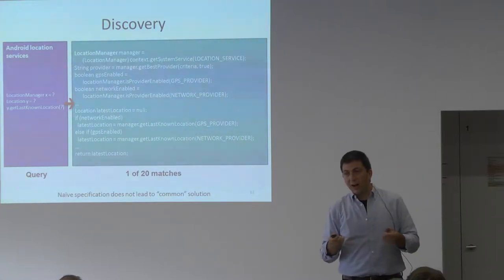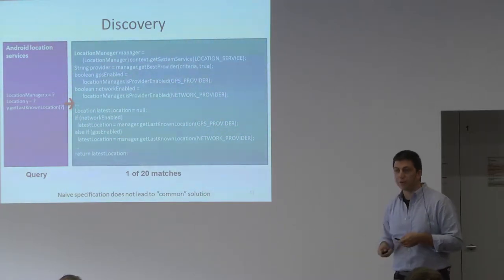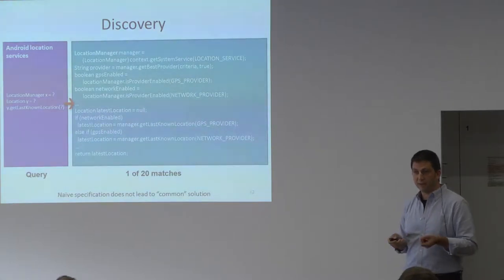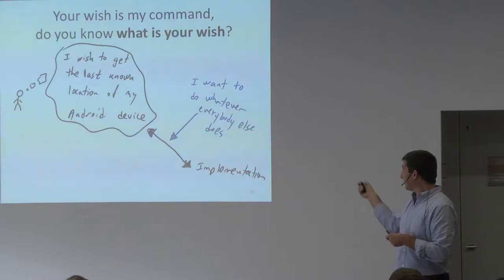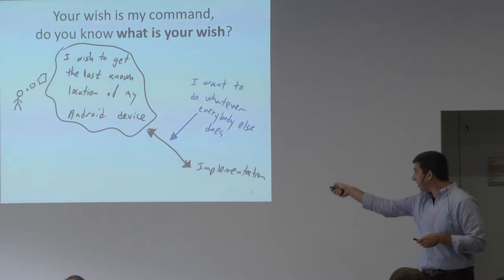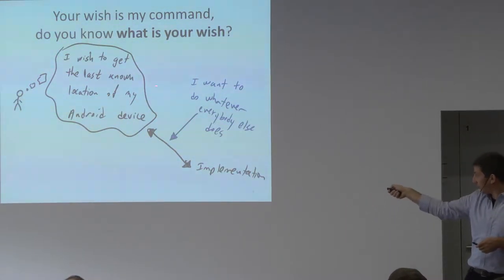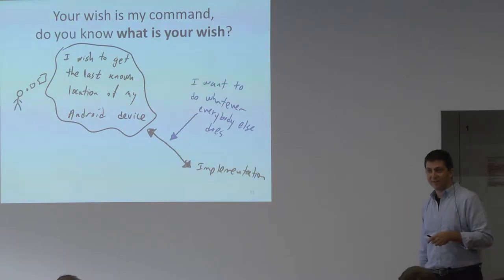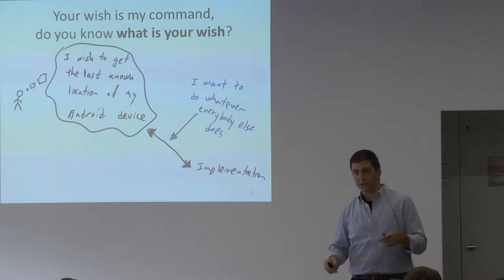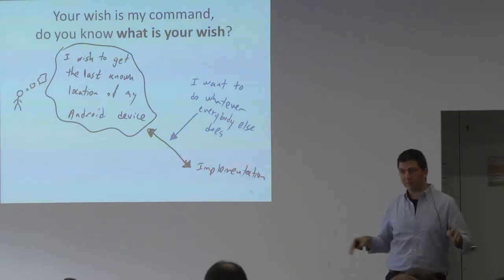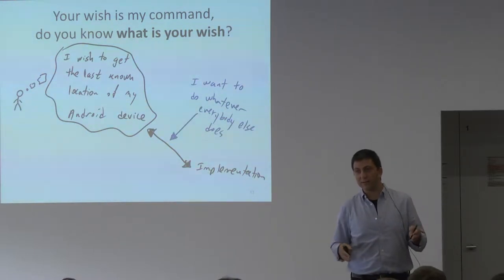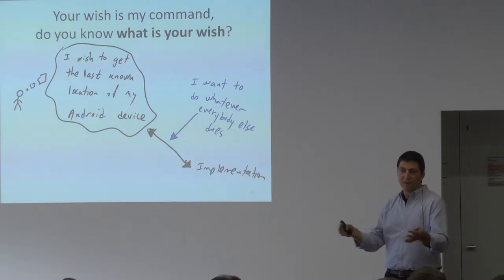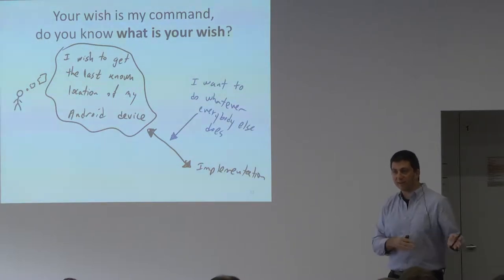So I argue that you actually don't know what you wish for. There's an element of discovery that requires this search. You know roughly, you get the result. And so the missing part, I think, for the spec is I wish to get my last known location from my Android device, but I want to do whatever everybody else does. That's the missing part. I don't want to be correct. I just want to be wrong like everybody else. So there's no notion of correctness. So it's like a C compiler, right? Nobody does the spec. Everybody wants to write a C compiler that is as wrong as the others.